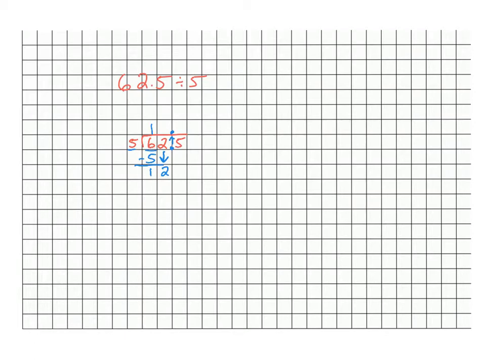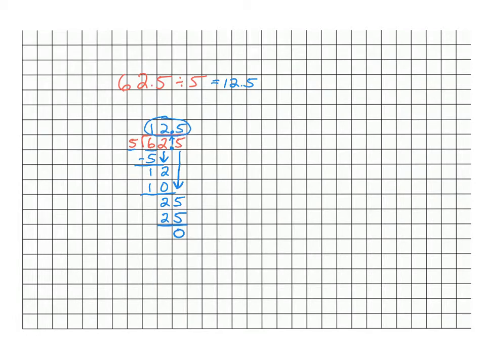I bring down the next number, which is a 2. Same thing, how many sets of 5 are there in 12? There are 2. 5 times 2 gives me 10. I subtract, I get 2. I bring down the 5. How many sets of 5 are there in 25? There are 5. 5 times 5 is 25, and I get 0. So my answer to this is 12.5. 62.5 divided by 5 is equal to 12.5 because I just took the decimal point and put it straight up where it was in 62.5.